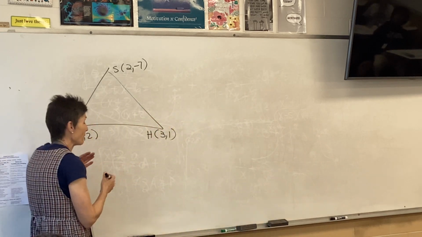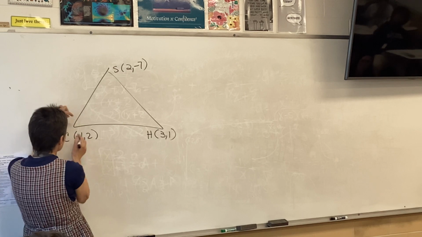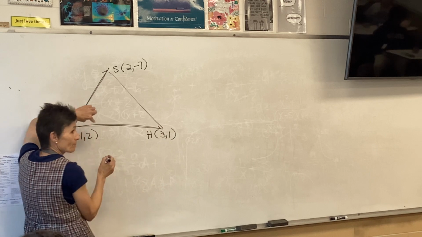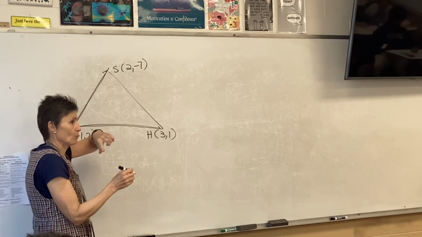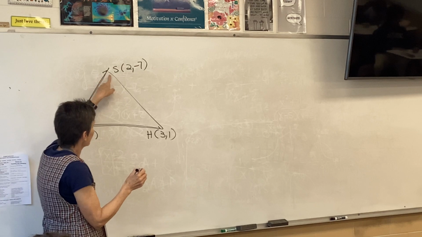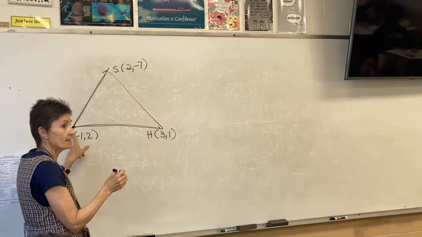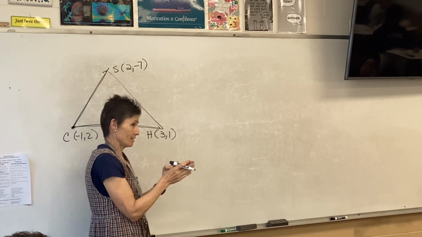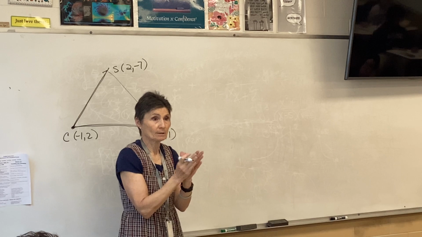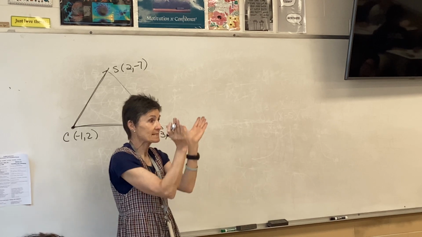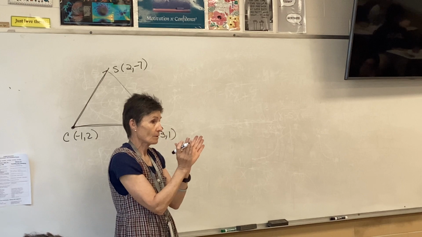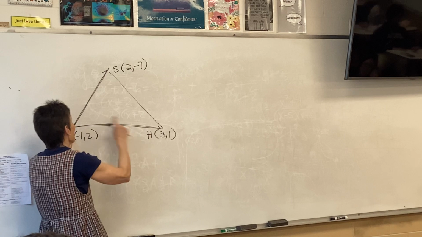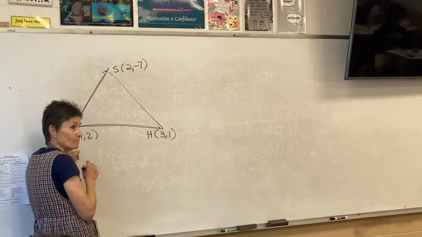And I'm a creature of habit, so I am going to build vector CS and CH. If you would rather build SH and SC, you're welcome to do that, it doesn't matter. But when we're doing the dot product, the vectors we build have to be emanating from the same angle, or the same vertex. So I said CH and CS. Does that make sense to you?